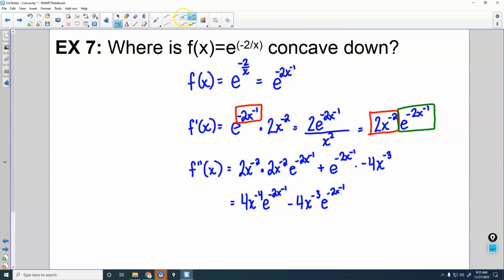Yeah, definitely we've got this e^((-2x)^(-1)). We can take that out. So e^((-2x)^(-1)) times, and that leaves us 4x^(-4) minus 4x^(-3). All right, what are your other ideas?